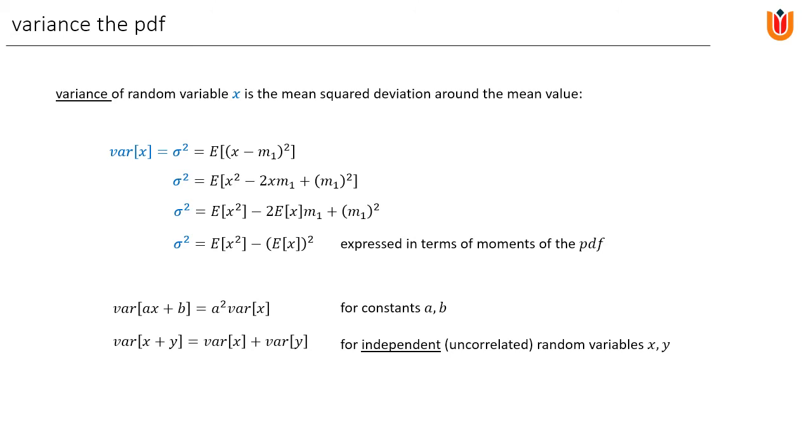The variance comes with some rules as well. For scaling, for example, the variance of ax plus b will equal a squared times the variance of x. And if we have two variables x and y, then the variance of the sum will be equal to the variance of x plus the variance of y only if the two variables x and y are independent, uncorrelated. Otherwise, an extra term arises.